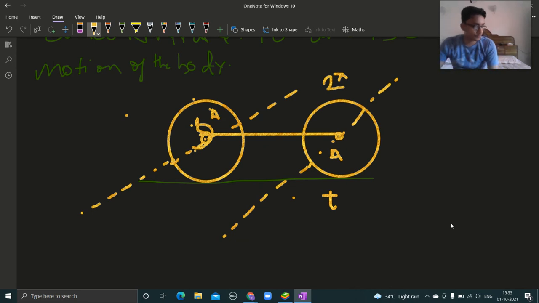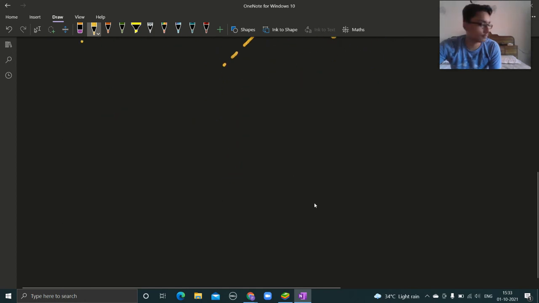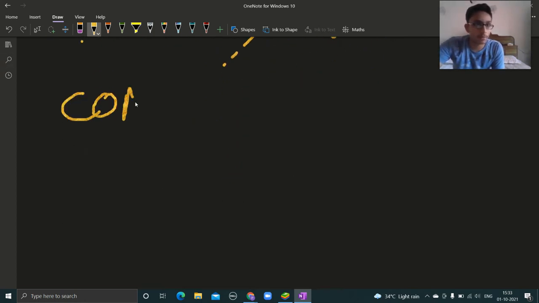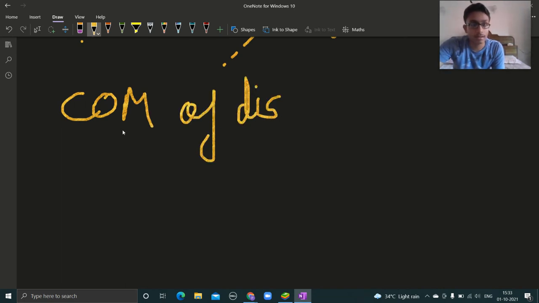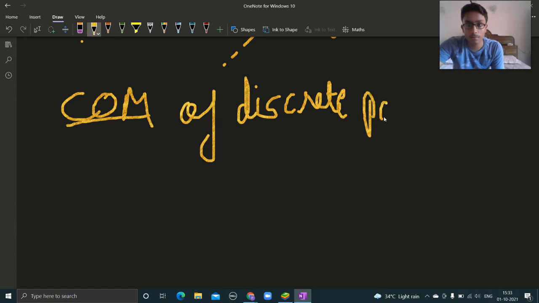So let's begin with our calculations. Let's calculate the center of mass of a discrete particle system. Center of mass of discrete. Center of mass is in short COM. Discrete particle system.